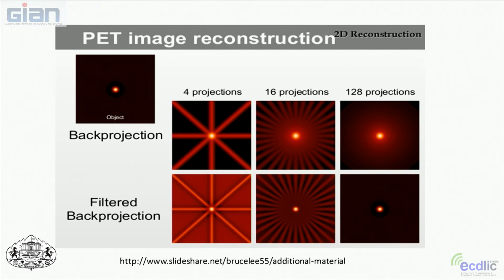So to do the image reconstruction, we're going to do this back propagation again. And it's the same idea that we used when we looked at CAT scanning. So the more projections you have, the better you can create an image. And you can see the 4 projections, 16 projections, and 128 projections, giving you a clear picture of the object on the top left.